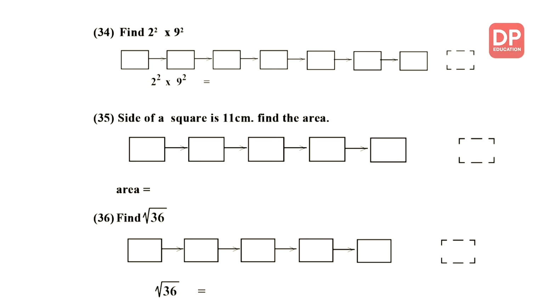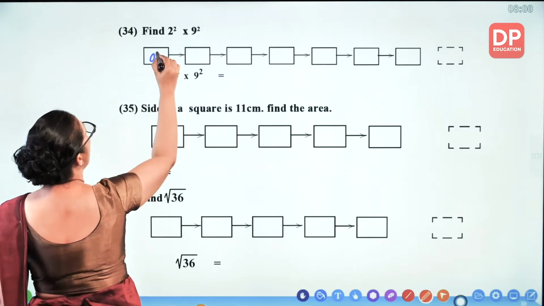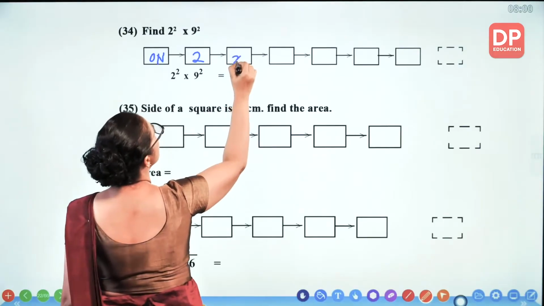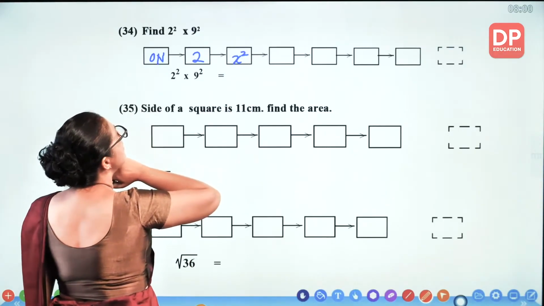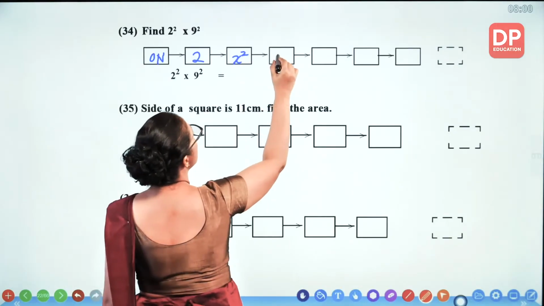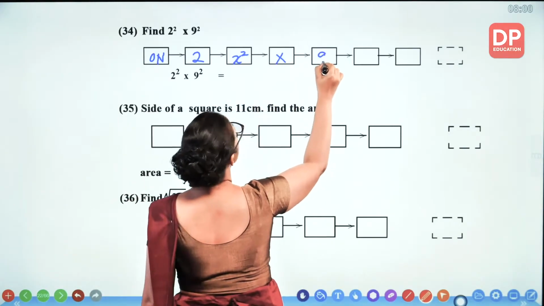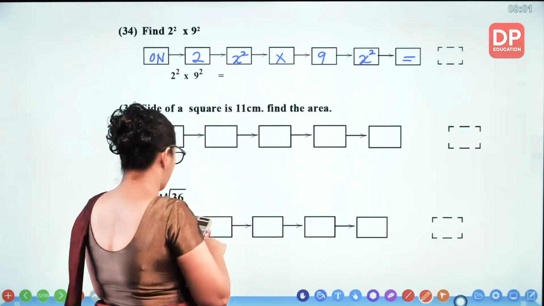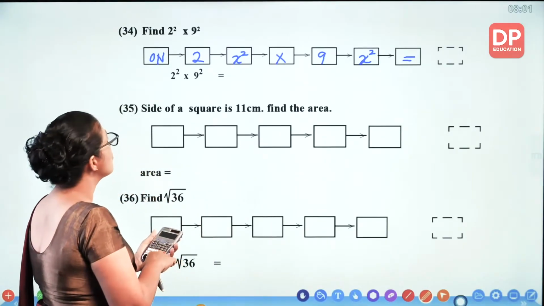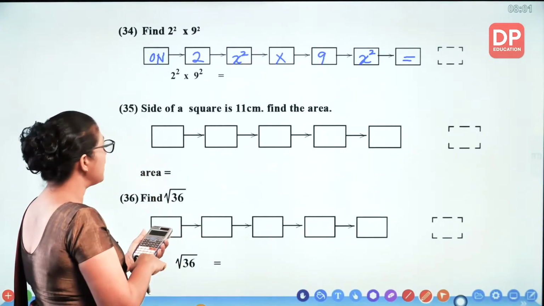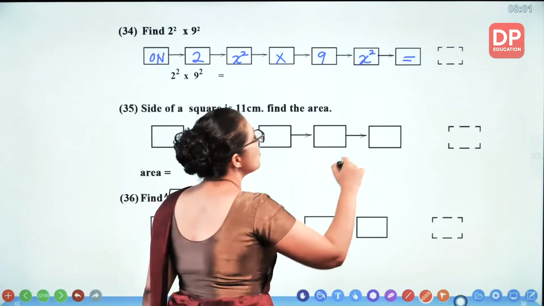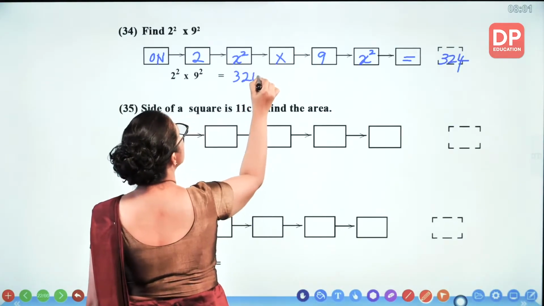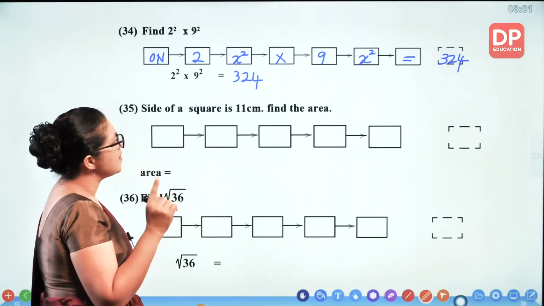This one, 2 squared into 9 squared. So switch on, 2 squared, so x squared button, and then multiplied by 9 square button and equal sign. 2 squared into 9 squared equal 324. Answer is 324.